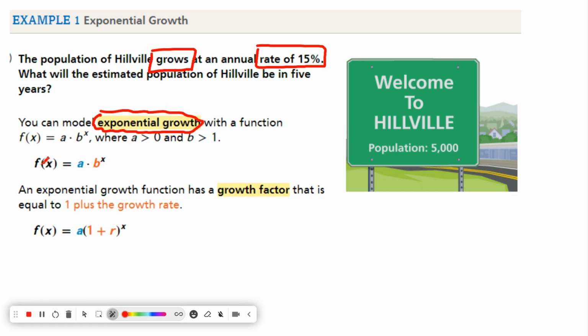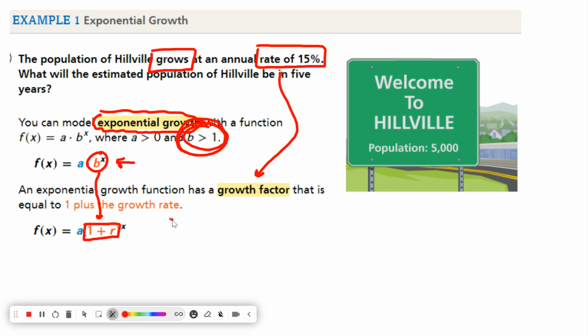Now this formula is our regular exponential function formula, right? But when we're growing, this b value is going to be greater than 1. And how we get that is by using this rate, which we call the growth factor, and replacing the b, which is right here, with this 1 plus r. That is very important. This whole growth factor, 1 plus r, that's what makes it exponential growth.